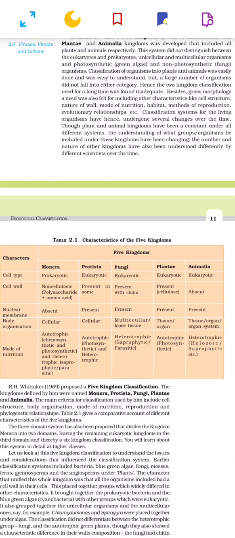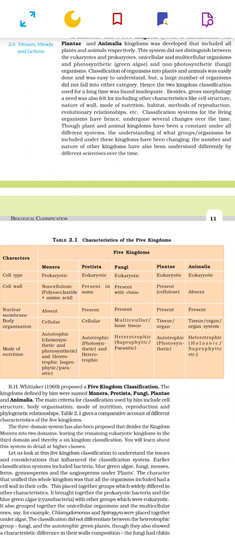Number 2 character, cell wall. In Monera, the cell wall is non-cellulosic, made up of polysaccharide and amino acids. In Protista, it is present in some organisms. In fungi, the cell wall is made up of chitin. In Plantae, the cell wall is made up of cellulose, and in Animalia, the cell wall is absent.